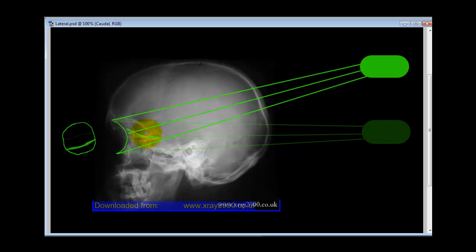Remember, if you have an object here anteriorly and an object posteriorly, if the head tilts up, or if you lift the chin, the posterior one will go down while the anterior object will move up. So those are a few little tips you can use.